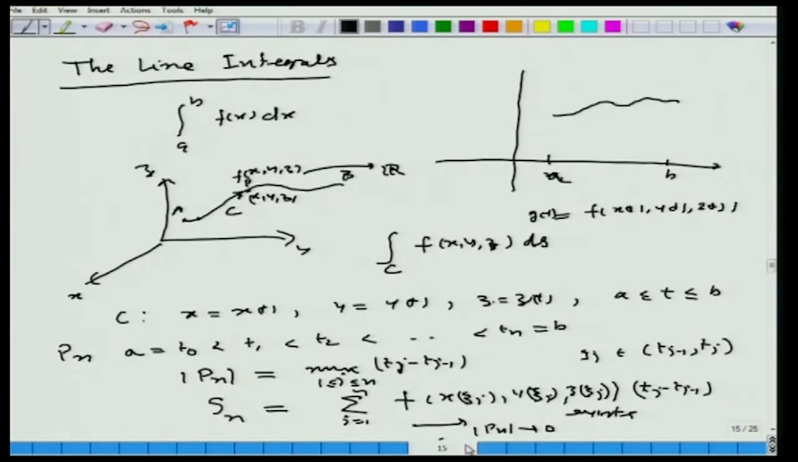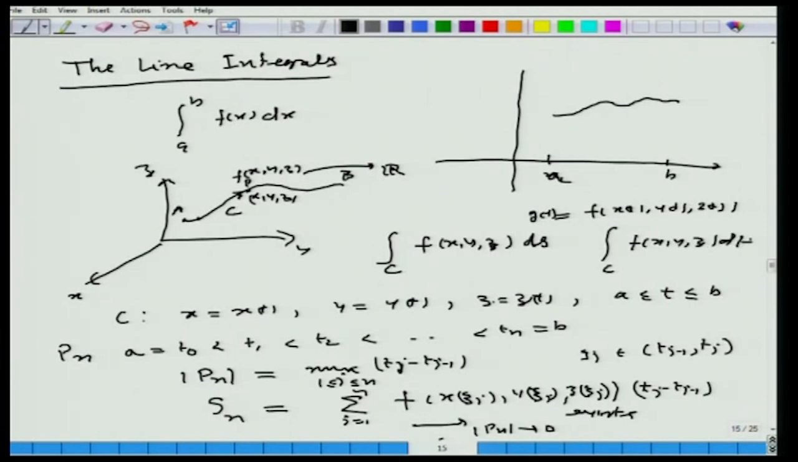So, this curve C can be represented parametrically like this: x equal to x of t, y equal to y of t, and z equal to z of t, where t ranges between a to b. Then how do we define this line integral, the integral of f(x, y, z) ds, where s here is arc length? In general we will take a parameter t like this: f(x, y, z) dt.